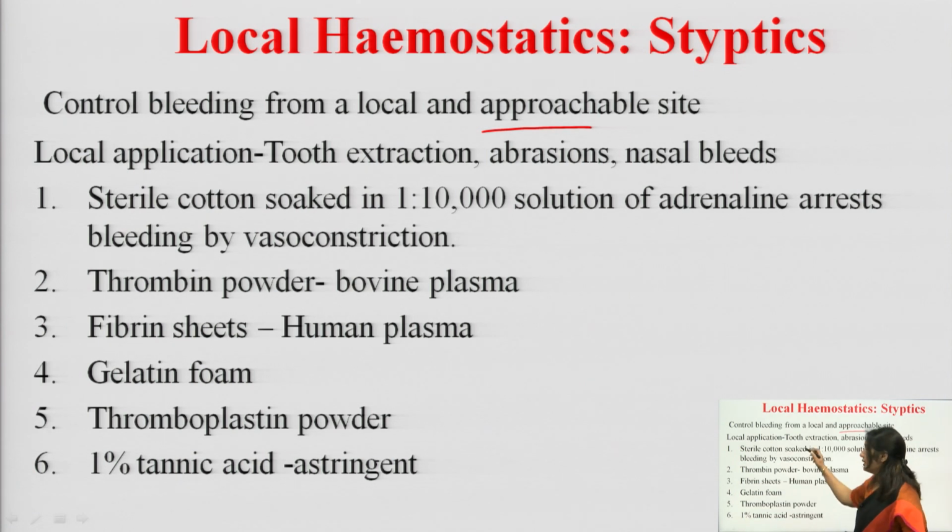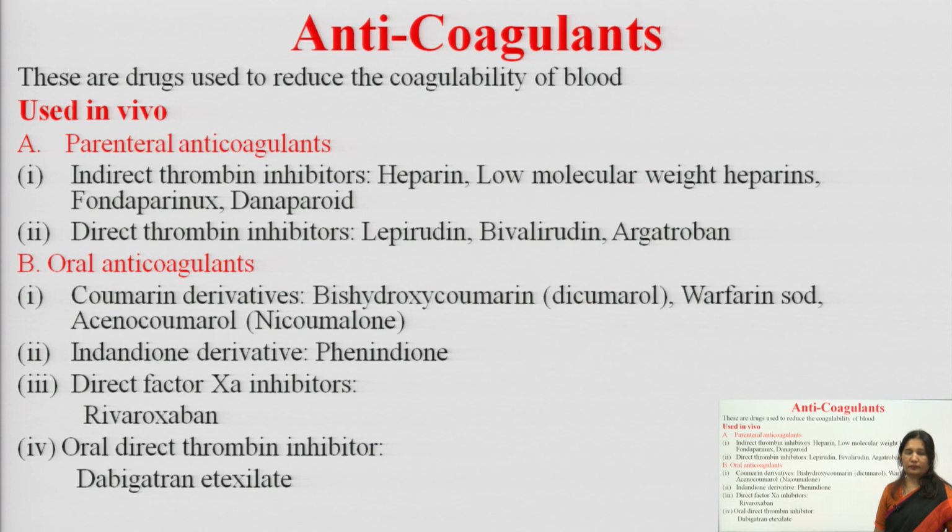These are a few examples of local hemostatics: adrenaline solution, which arrests bleeding by vasoconstriction, thrombin powder, and fibrin sheets. Thrombin powder is obtained from bovine plasma and fibrin sheets are obtained from human plasma. Then gelatin foam, thromboplastin powder and 1% tannic acid, which acts as an astringent. So, these are the agents which are used to control bleeding locally. So, we have covered coagulants.